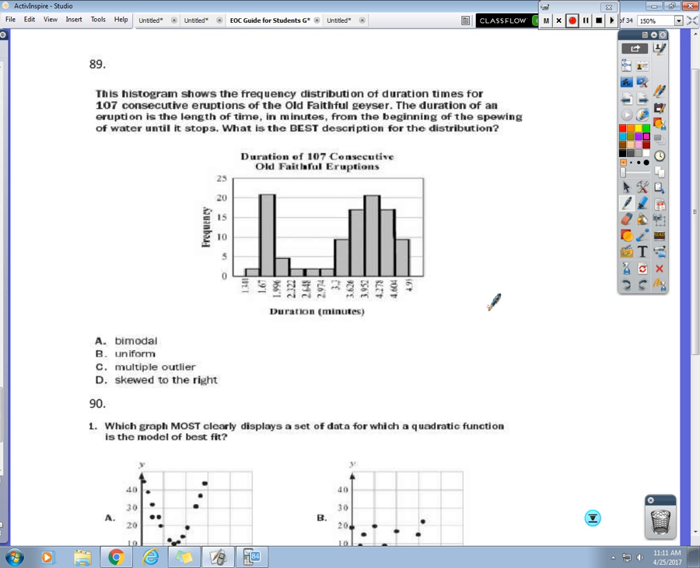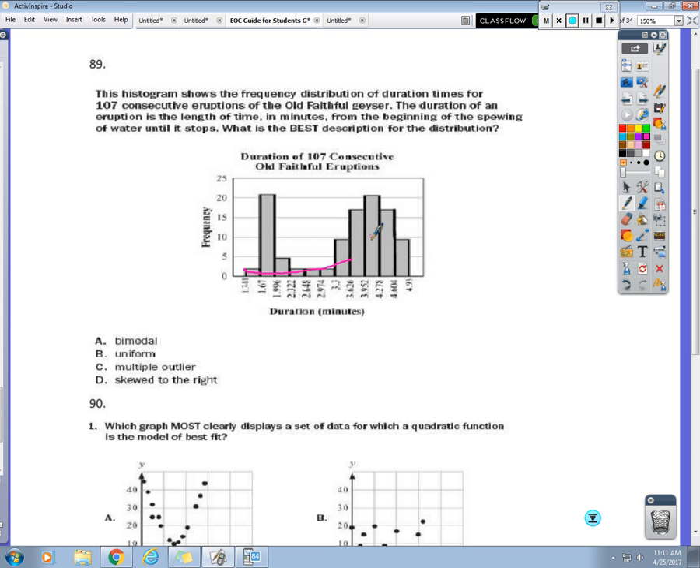This is actually called skewed left. If more of the data is to the right, it's skewed left because there's a tail to the left. Let me say that again. It's the opposite of what your common sense would say. Everybody would be like, oh, that's skewed right. But this is actually skewed left.